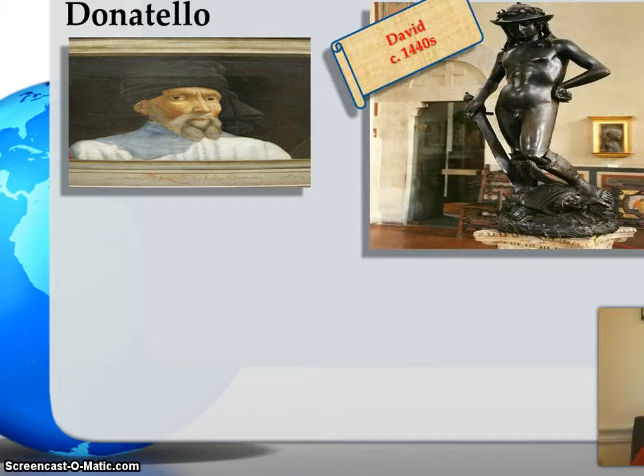Donatello sculpts an important statue called David, not to be confused with Michelangelo's David, but it is the same character, the biblical figure David who kills the giant Goliath. Donatello's David is the first freestanding, meaning not connected to a building or part of another sculpture, bronze sculpture since way back in ancient times. So kind of a big turning point here in Renaissance art.